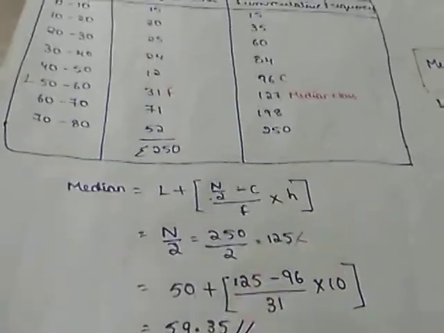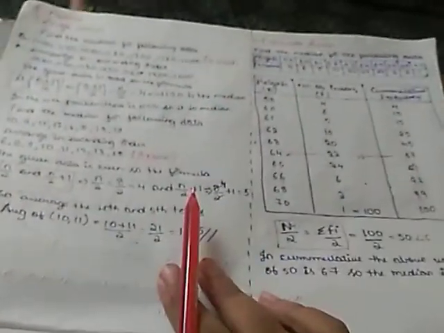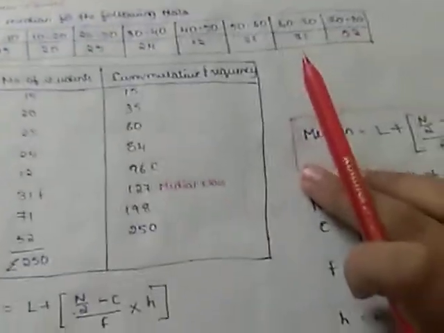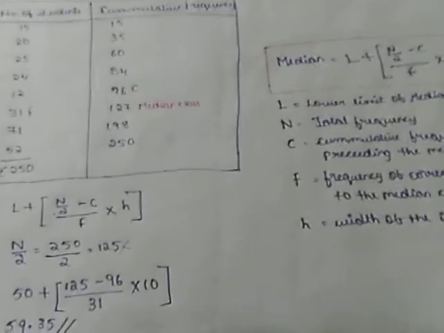Okay. I hope that you all understand how to find the median for the discrete and continuous series.